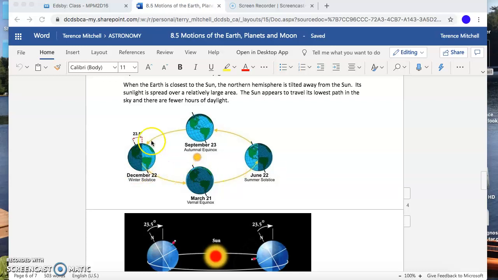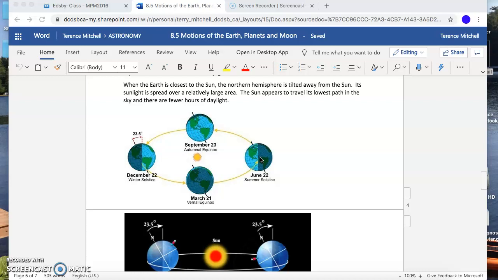So the winter solstice in the northern hemisphere is tilted away from the sun. December 22nd is the shortest day of the year. It's still 24 hours, but when we say shortest day, it's the least hours of sunlight. So we have the least hours of sunlight on this day. Conversely, summer solstice, around June 21st, 22nd, we are tilted in the northern hemisphere toward the sun. We have the most hours of sunlight.